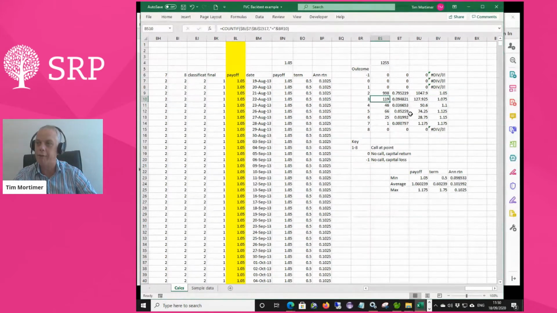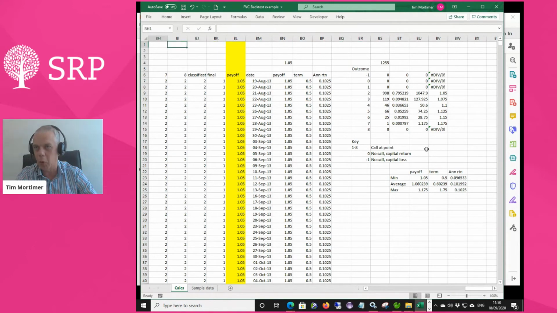And then I've got 119, which is 9%, which called at the third point, paying 107.5. And also here, I was able to work out that the min payoff is 1.05, the average 1.06, and the max is 1.175. And these are the min and max terms, and these are the annualized as well. So quite easy. These results on the back testing that I showed you from the document show very similar results, and this would be a way to recreate that.